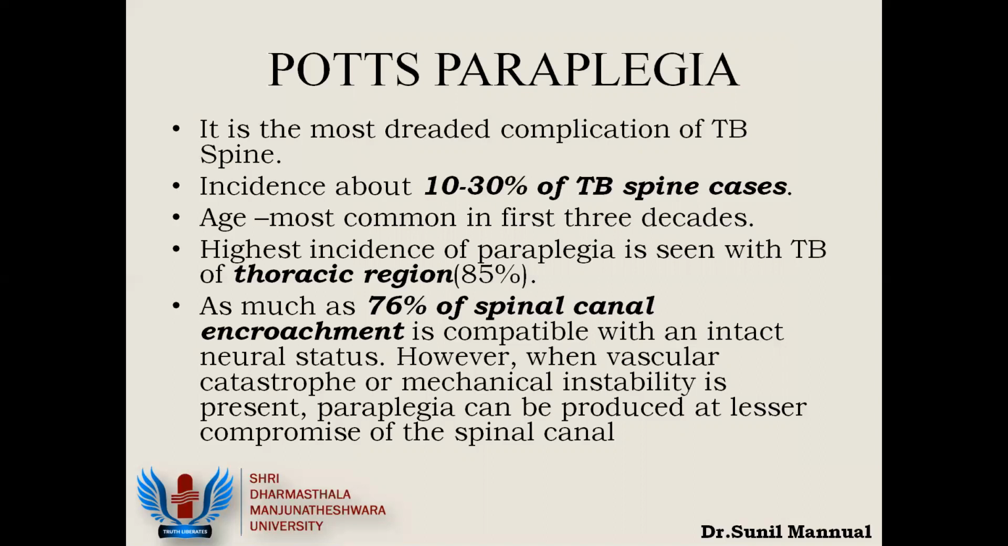And highest incidence of paraplegia is seen when the thoracic spine is involved. Why? Because the lumbar spine, I told you, is quite voluminous and it can accommodate. But when the thoracic spine is involved, then you have a high chance of Pott's paraplegia.